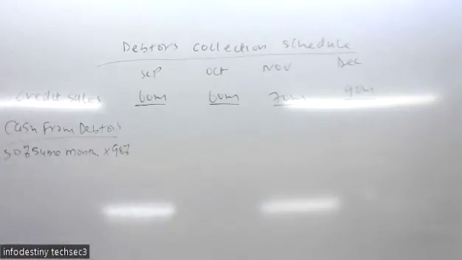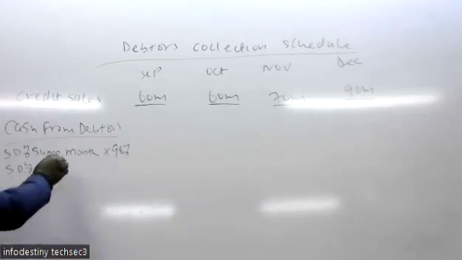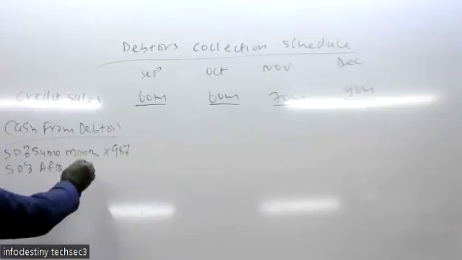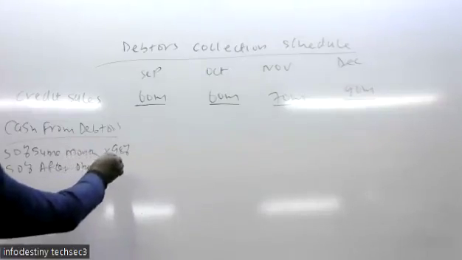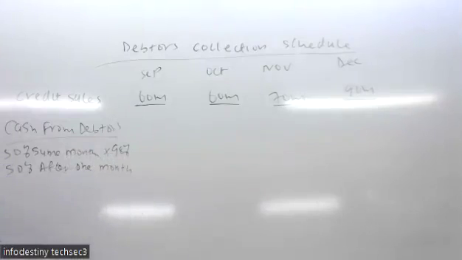Then the other half, 50%, is expected to pay by the beginning of the following month. So 50% is after 1 month. So these ones will not claim any discount.